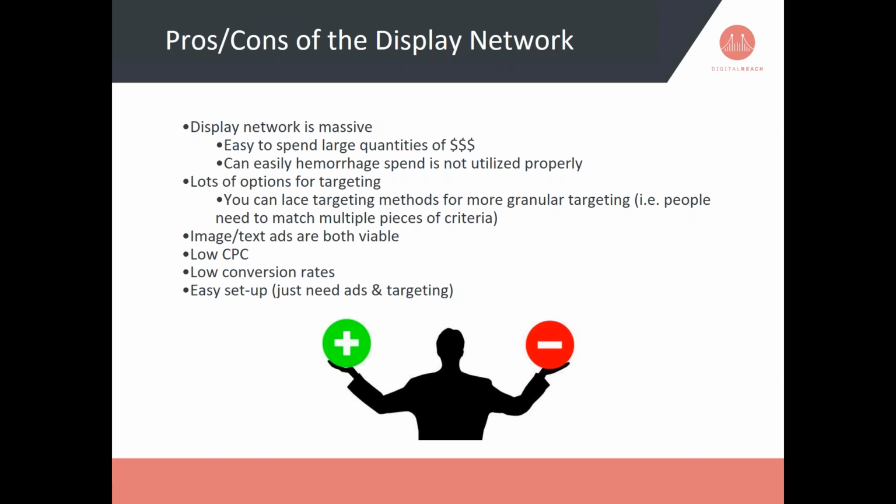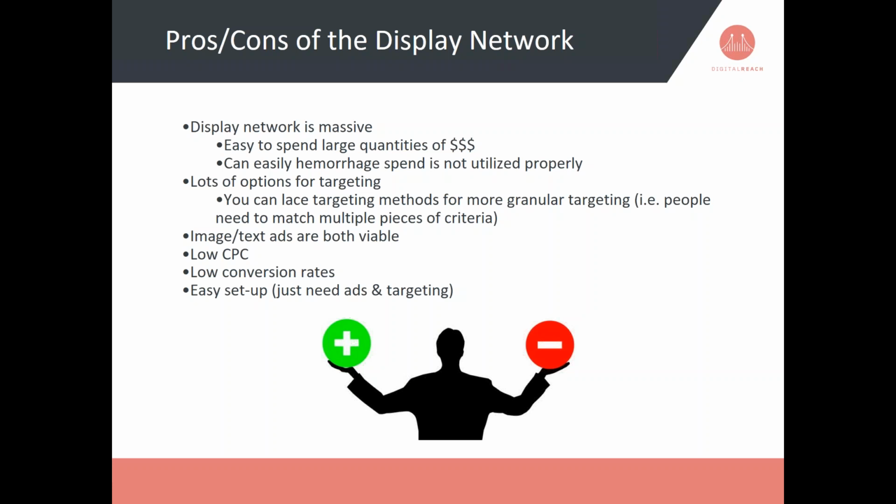We have had a lot of success on the display network, so even though it has a bad rap for wasting money, if you follow the recommendations that I have today and test it out and do a good job analyzing your data, I would have a hard time believing that there wasn't at least one form of targeting on the display network that was good for you.